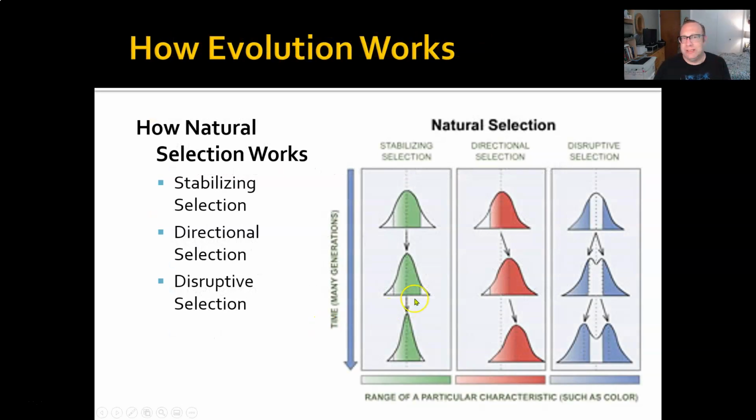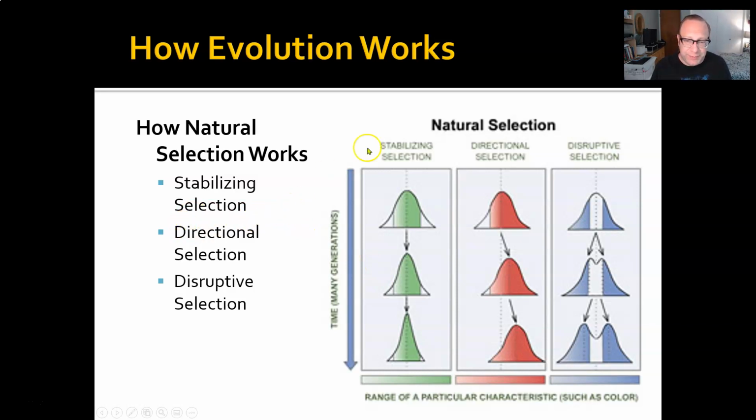Now, directional selection. Directional selection is when the selective pressure is coming from one direction in the distribution. And what that will do is, over time, it will shift the mean over. Okay? So you will see the distribution as a whole begin to move. It won't necessarily change its shape, but it will move in the direction of away from the selective pressure.